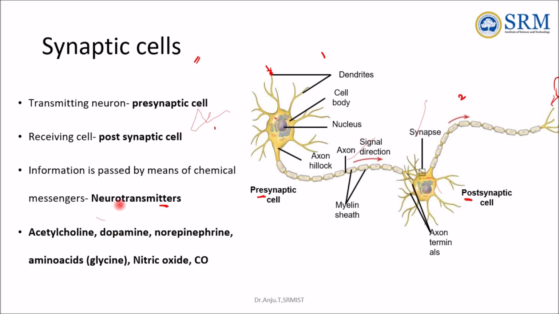So what are these neurotransmitters? That is the chemicals synthesized here. It is acetylcholine, which can be, okay. So these are some of the neurotransmitters. Based on the cell type, it differs. So here some of the neurotransmitters secreted are acetylcholine, dopamine, norepinephrine. Amino acids are also acting as neurotransmitters, and nitric oxide and carbon monoxide also.